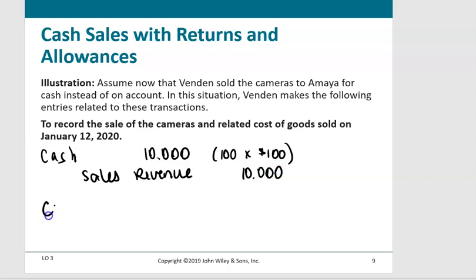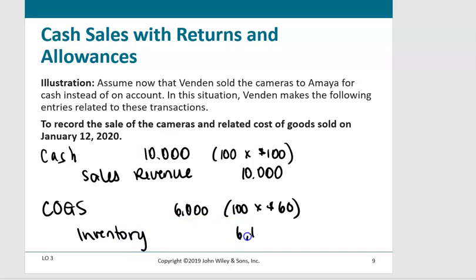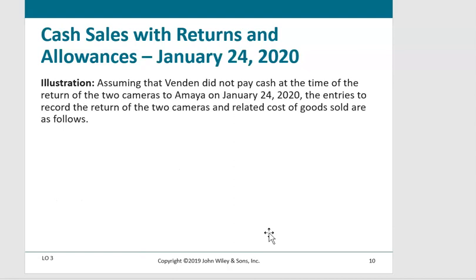Cost of goods sold increases by 6,000, the 100 units times the $60 cost to Vendon, the seller, per unit, and we decrease inventory by 6,000. Now let's go back to the new material. Now, just like we did before, except before we had to account for the fact that we're not going to receive a receivable that we had initially expected. So what happens? Let's record the entries to return the 2 cameras that the customer returned to Vendon, and the cost of goods sold.